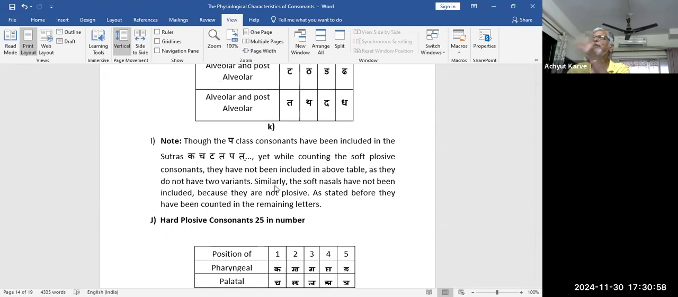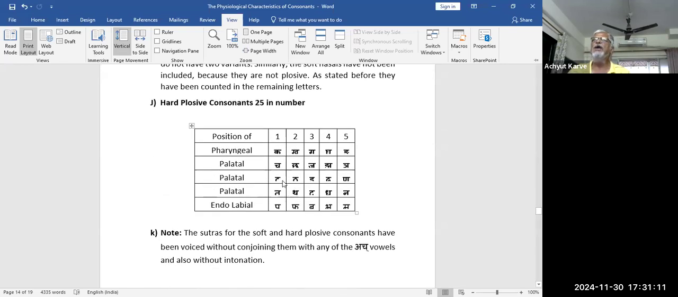Why they don't have 2 variants? Because the area of the lip has only 1 area. You can't have another 2 lips. So there is only 1 area. So you have only 1 group of pa class consonants. Now similarly, I put the hard plosive consonants, 25 in number. Ka, kha, ga, gha, nga. Cha, chha, ja, jha, nya. Ta, tha, da, dha, na. Ta, tha, da, dha, na. And pa, pha, ba, bha, ma.